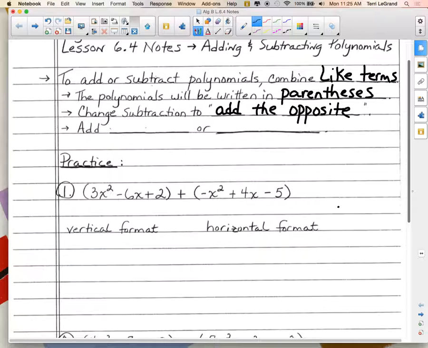And then I'm going to show you two different ways that we can add these polynomials. So even if they were subtraction, after we've changed them to add the opposite, we can either add them vertically, the way we're used to adding, like triple digit numbers. Maybe if you add a triple digit number to another triple digit number, you line them up vertically. You put one on a line, you line up the other one underneath it, and you add down, right? You do the vertical. Or horizontally.